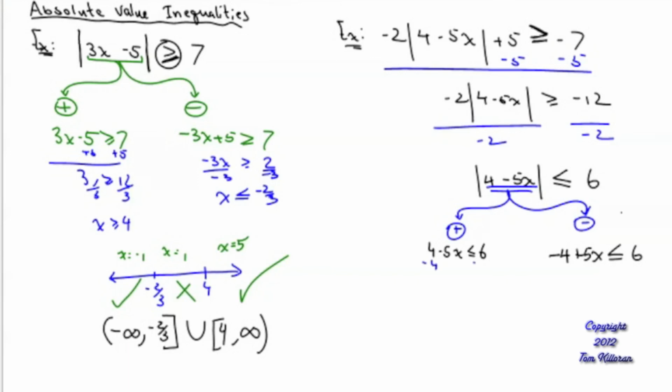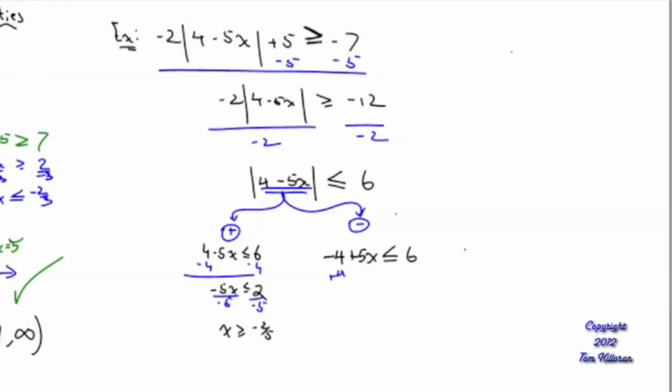Subtract 4. You get -5x is less than or equal to, what's that, 2? Divide both sides by -5. x is greater than or equal to... and don't forget to switch the inequality. So x is greater than or equal to -2/5. Okay. Over here, add 4, and we get 5x is less than or equal to 10. Divide by 5, and x is less than or equal to 2.